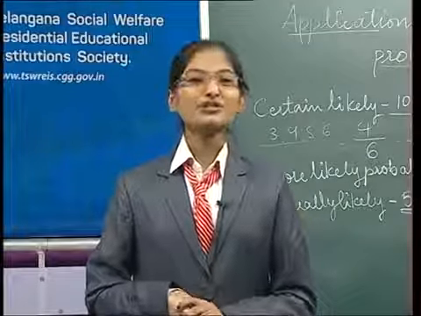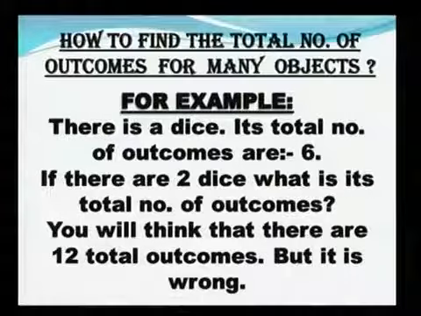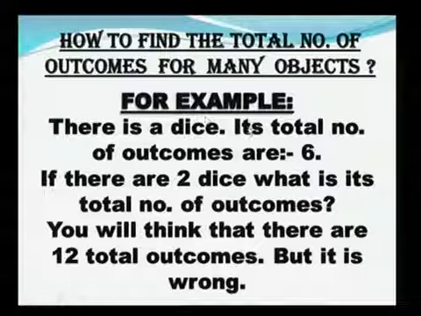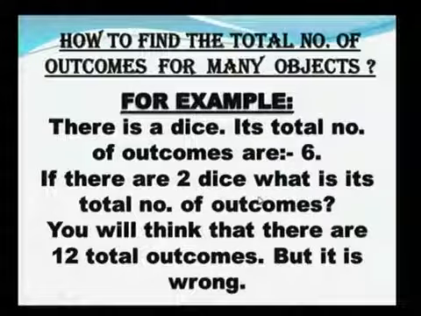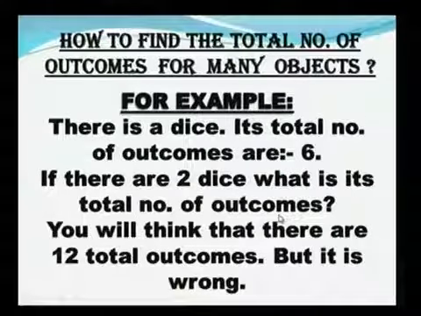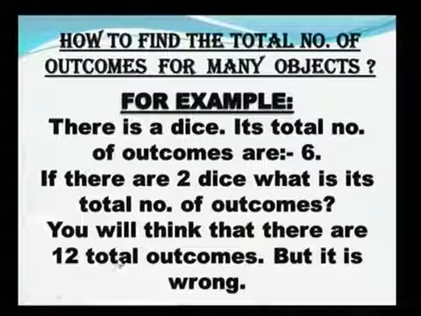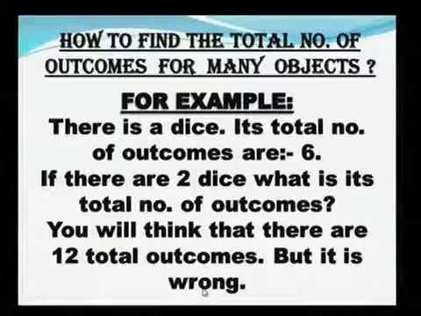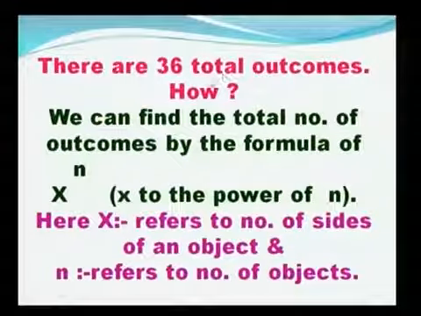Now, I am going to ask a question: how do we find the total number of outcomes here? For example, there is a dice, its total number of outcomes is 6. If there are 2 dice, what is the total number of outcomes? Many of them think that there are 12 total outcomes, but it is wrong. Then what is the answer here? There are 36 total outcomes.